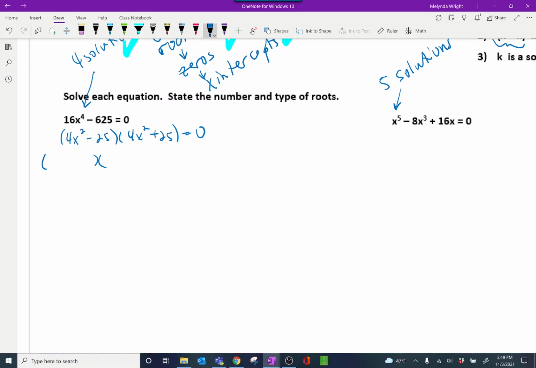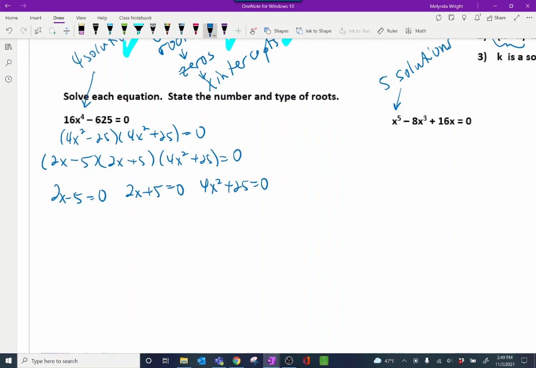Okay, that looks good. And interestingly enough, I have another difference of perfect squares, that 4x squared minus 25. I can break that down even further to 2x minus 5, 2x plus 5, and then I've got my 4x squared plus 25. Okay, so we set each of the bubbles or factors equal to 0. 2x minus 5 is 0, 2x plus 5 is 0, 4x squared plus 25 is 0.